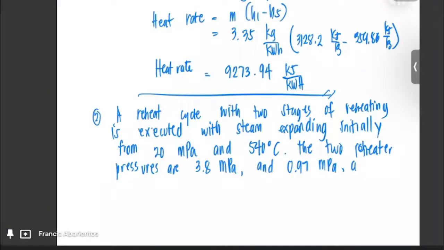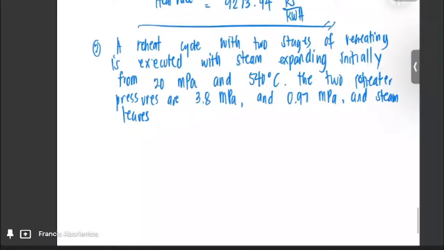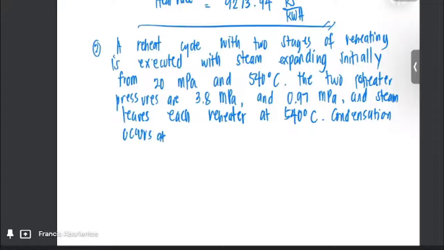So, the steam leaves each reheater. Meron din siyang binigay na condition wherein the temperature leaving the reheater is at 540 degrees Celsius and the condensation occurs at 60 degrees Celsius. So, given inside natin is the Celsius. So, we make use of saturation temperature here.